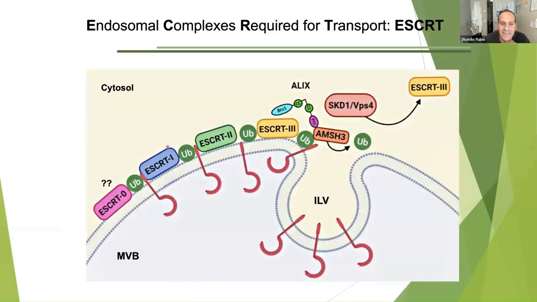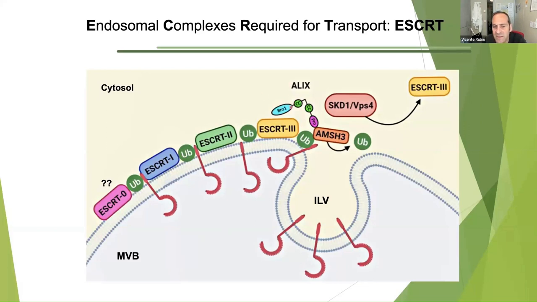So this internalization of cargo proteins at the multivesicular bodies involves what are called the ESCRT complexes, the endosomal complexes required for transport. This involves a number of different protein complexes, ESCRT-0, 1, 2, 3, and additional proteins that sequentially transfer the cargo proteins from one to the other. Afterwards, the ubiquitin in this cargo protein is going to be removed by this deubiquitinase here, and they are going to be internalized by invagination of intraluminal vesicles here into the lumen of the multivesicular bodies, which are the ones that fuse to the vacuole.